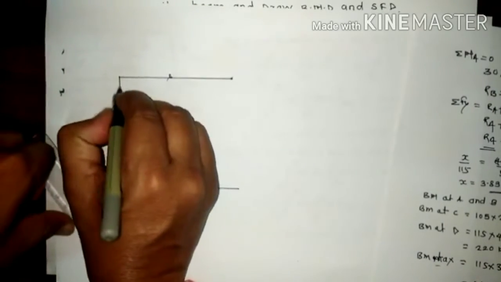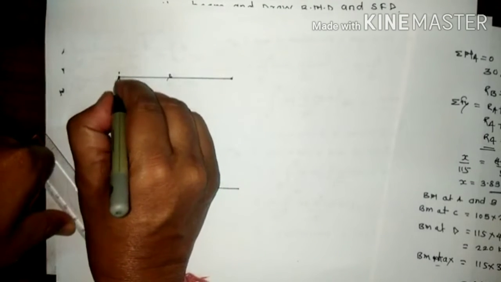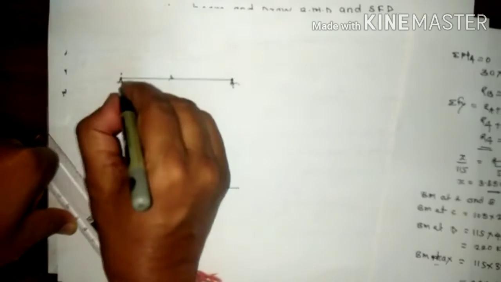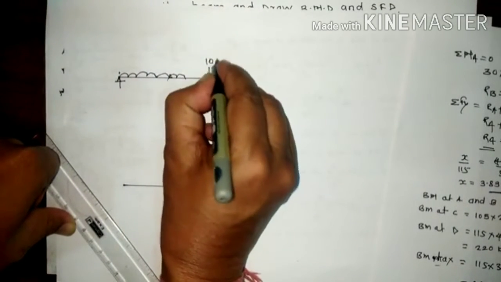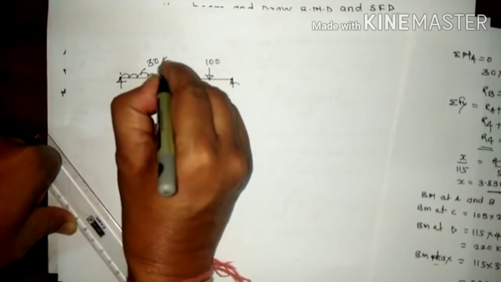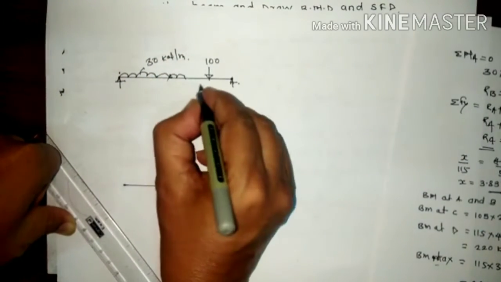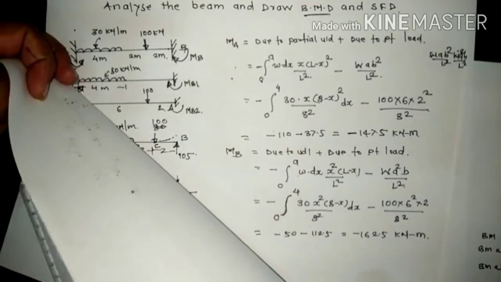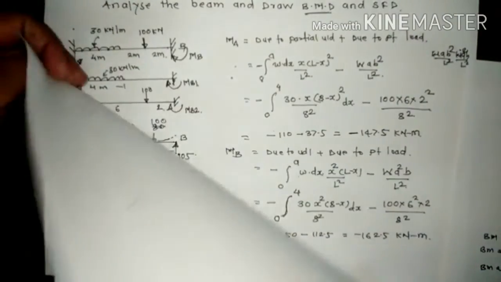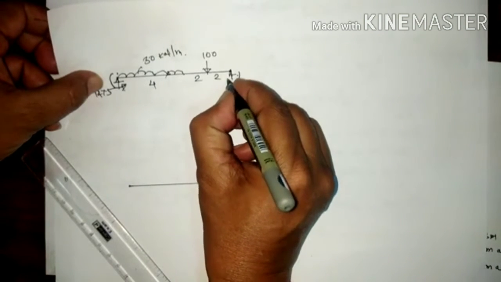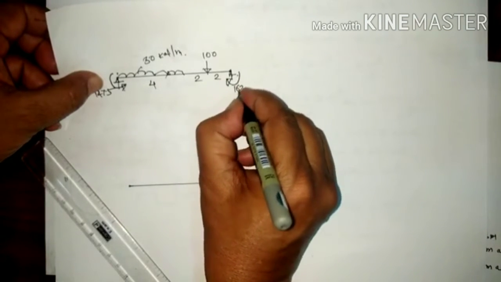Now suppose this is our beam. Here is the UDL. This is the point load 100. This is 30. This is 2. This is 2. We know that moment is hogging bending moment. Here it is 147.5 and here it is 162.5. Both are hogging in nature.